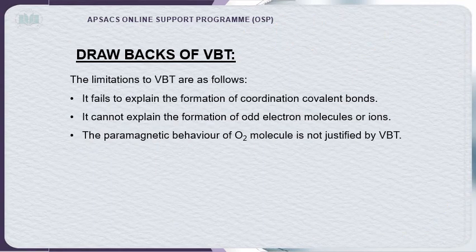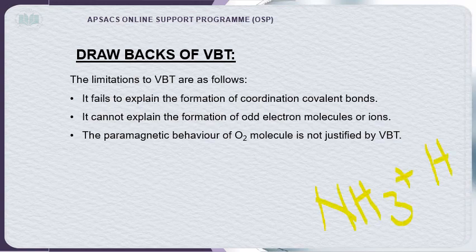Now here some of the drawbacks of VBT are also mentioned. It has some limitations. It is not going to explain the coordinate covalent bond formation in molecules. Coordinate covalent bond is formed between two species. Among them, the first one is a pair, or a group of atoms, or you can say a covalent compound, which will get bonded to an electron deficient species, right? For example, the formation of ammonium ion from NH3 and H plus overlap.